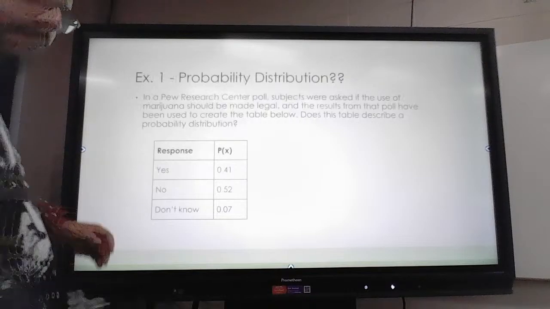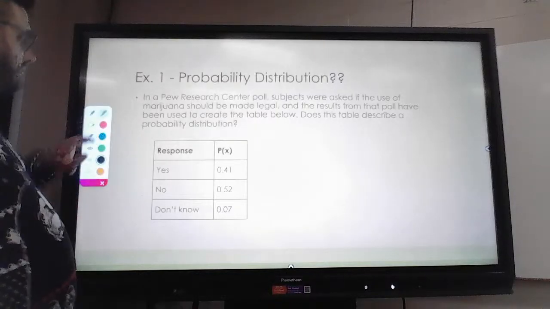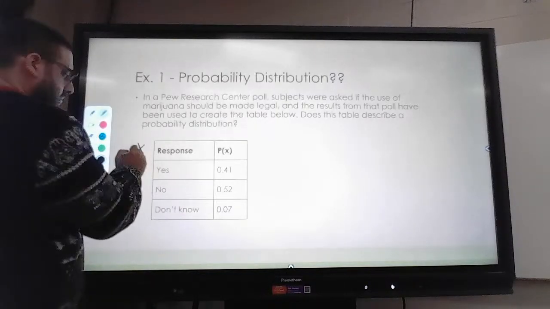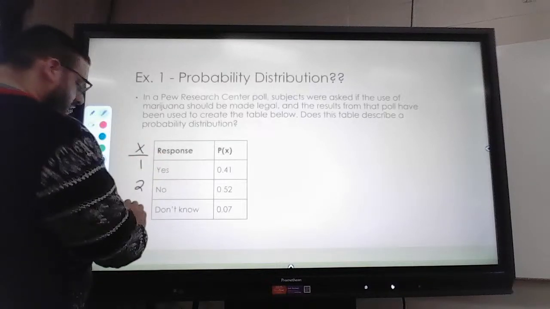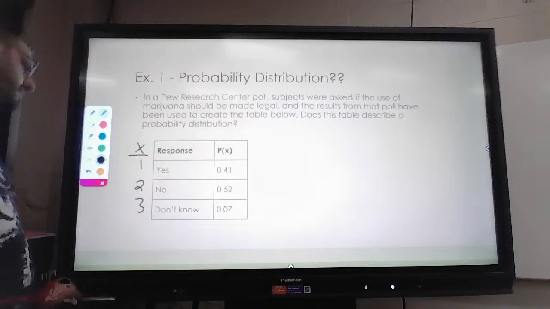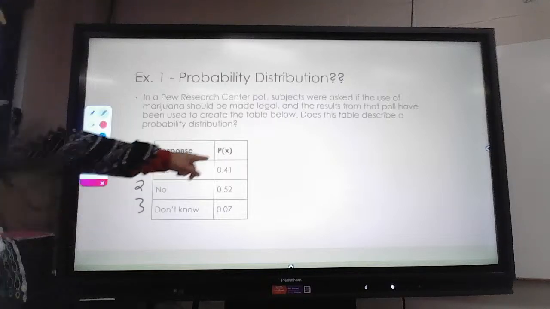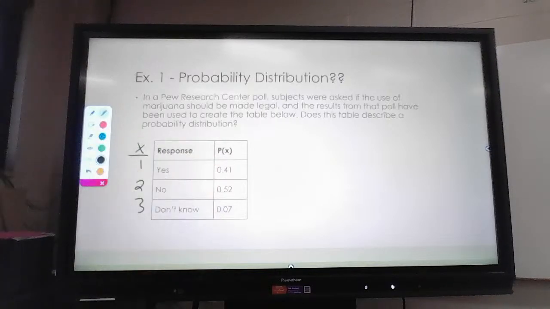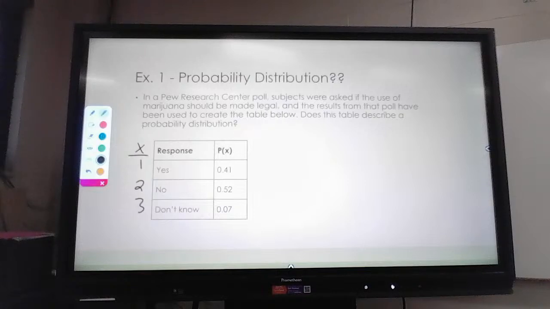Now, if you wanted to be a little bit more technical with it, you could assign a numerical value to these responses. So if my response is the variable that I'm measuring, we'll let 1 be yes, 2 be no, and unsure be 3. Now, the question is, does each of these values of x, does each of these responses have a probability assigned to it? Yes, they do. Are each of these probabilities between 0 and 1? Yes, they are. When I add up all these probabilities, do I get a value of 1? Well, let's find out.